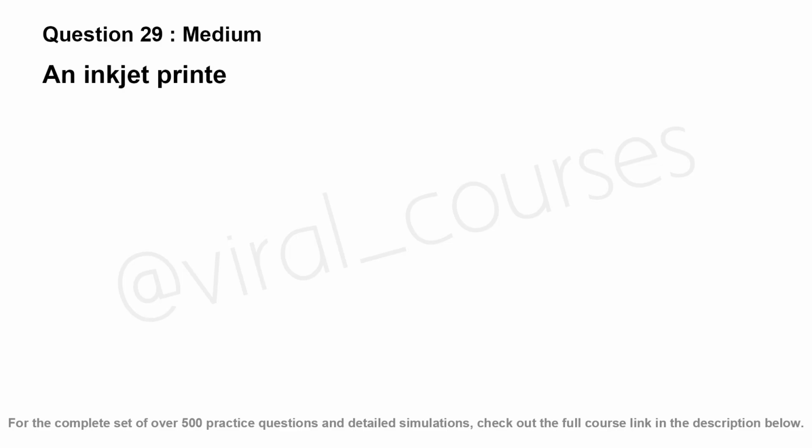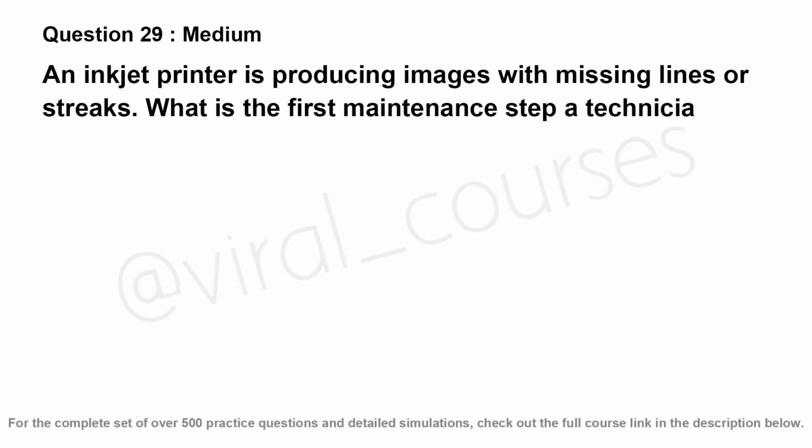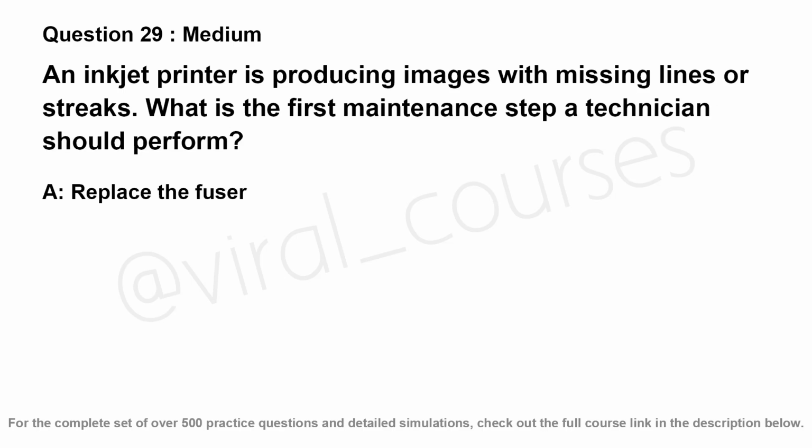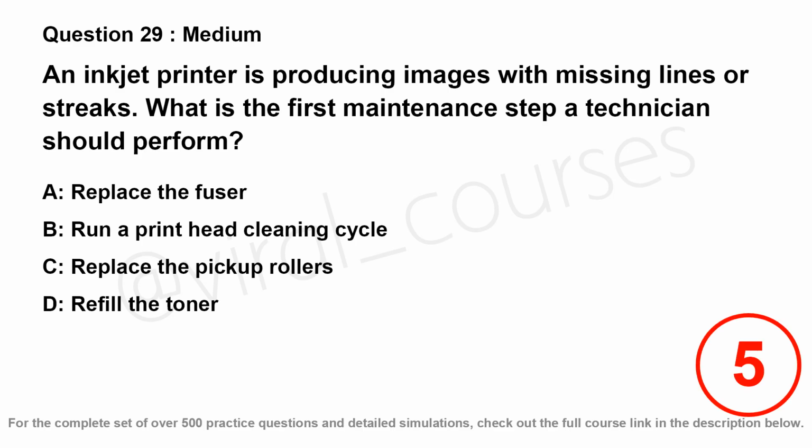An inkjet printer is producing images with missing lines or streaks. What is the first maintenance step a technician should perform? Option A. Replace the fuser. Option B. Run a printhead cleaning cycle. Option C. Replace the pickup rollers. Option D. Refill the toner.